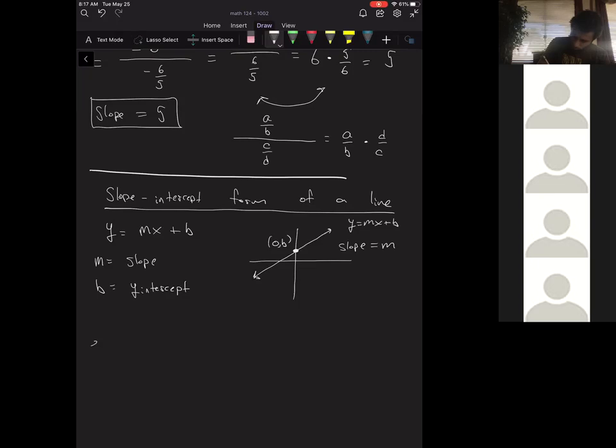So maybe an example of a problem that you can do something like this. Say you have something like 2x minus 3y equals 12, and we want to put it into slope-intercept form.